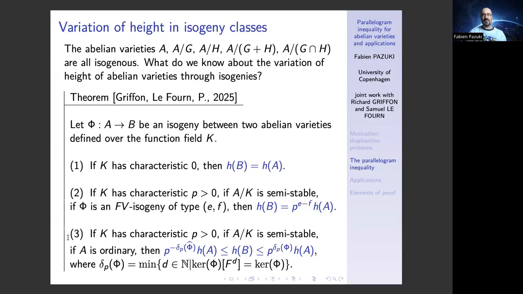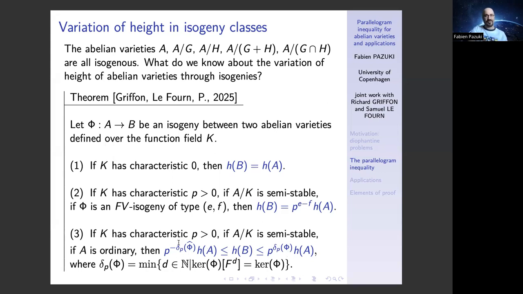So there we do not have an equality. We have inequalities. But we can also prove that you're forced to have inequalities. So these inequalities are actually sharp. We have examples at each level of situations where the height of the target is really smaller or really bigger, up to some power of P.